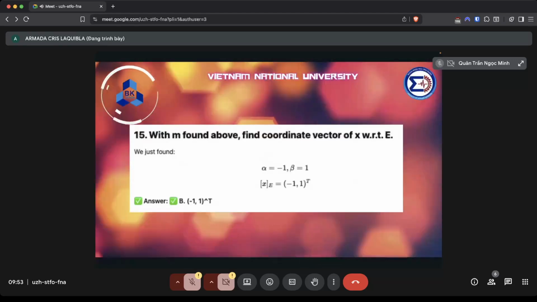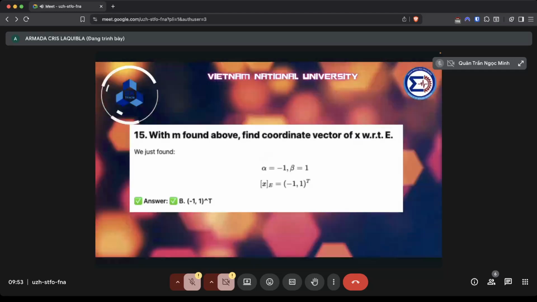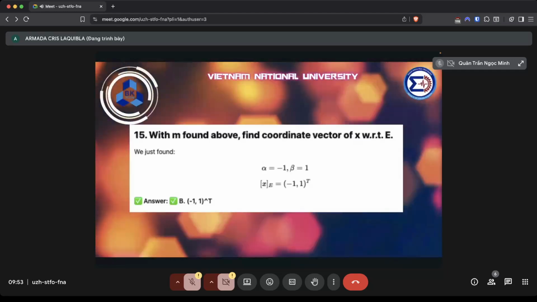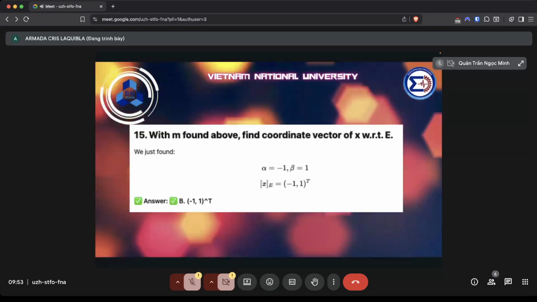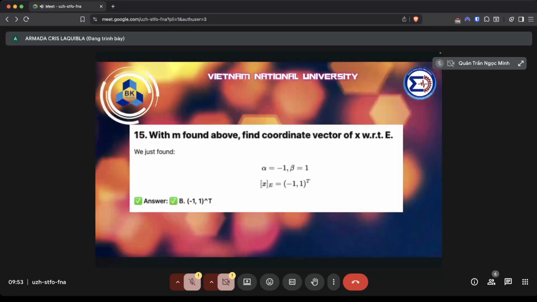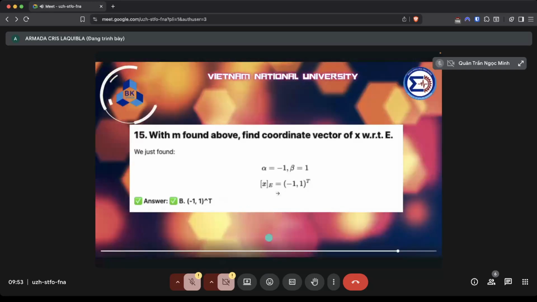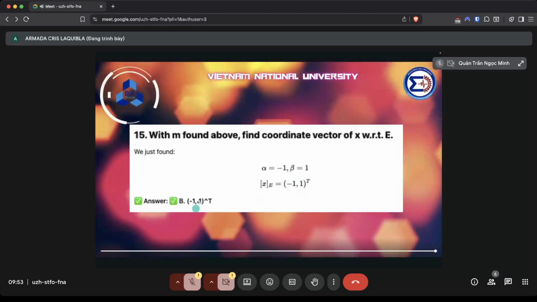And that's it actually, class. You use that x, equal to alpha times e1 and then beta times e2. And actually, you are just going to solve for alpha and beta there. And we solved it already. So your x_E is equal to this, [-1, 1] transpose, and that is letter B there. So for number 15, we use the previous answers from 14, right? Previous solutions there from 14.